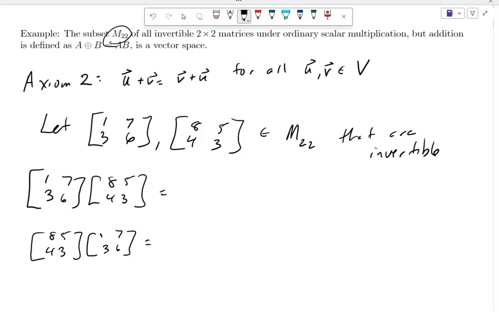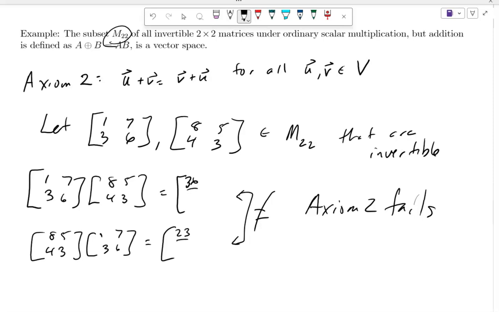What do you get when you multiply these together? Let's just do the upper left corner. What do you get in the upper left corner? What do you get in the upper left corner of the other one? 23? I agree. Does it matter what the other ones are? No. Those are not equal, are they? Okay. So these are not equal. So axiom 2 fails. We showed that it failed by finding a counterexample.